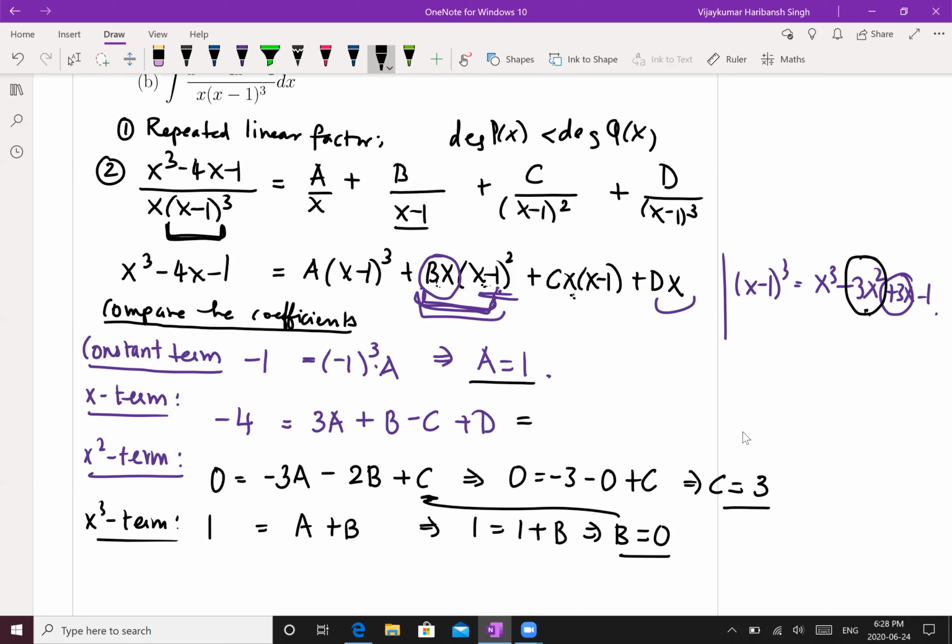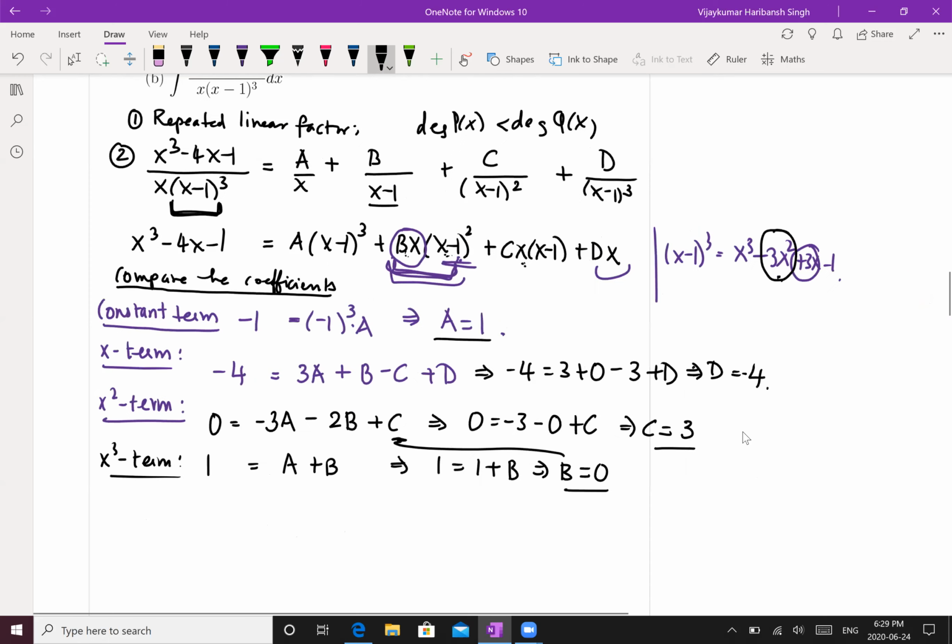So we got c equals to this, and what about d now? So let's see. This implies I have minus 4 equals to 3 times a, which is 1, plus b, which is 0, minus c, which is 3, plus d, which is what we are looking for. So therefore d equals to negative 4. Okay. So these are the values we got now.